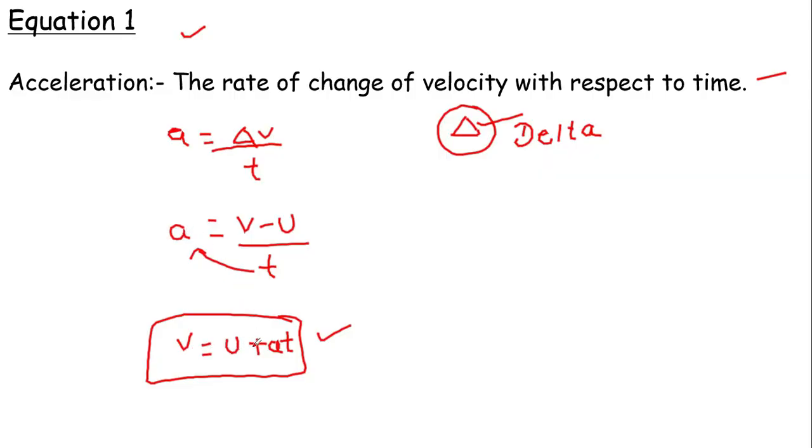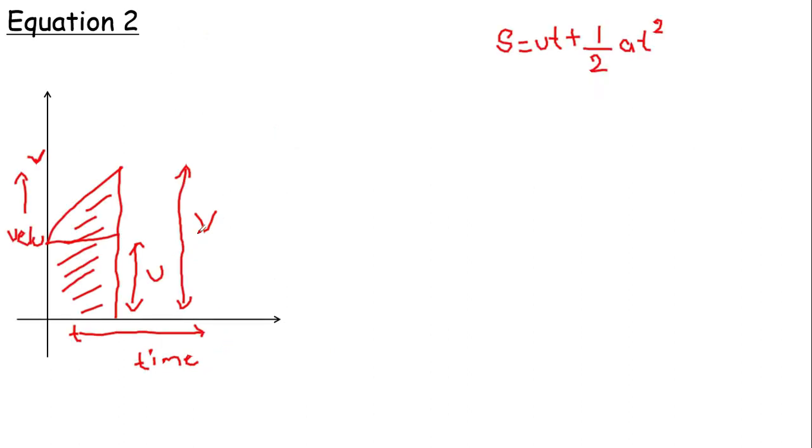Here v is equal to u plus at. We know here v is the total and u is this part. What is the remaining part? If we add u plus at, we get v. So this part is at.